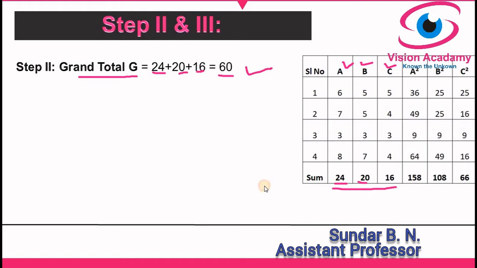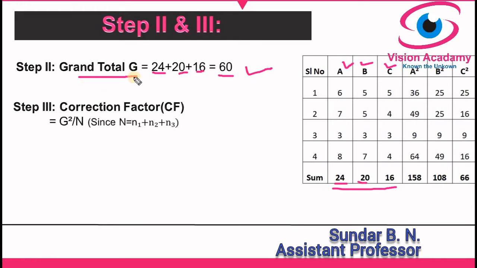Then let us move on to the third step, that is the correction factor. So what is the formula for the correction factor? That's very simple: G square divided by n. So we have to make G square. The grand total is 60, squared, divided by the number of samples in the study. Here n means n1, n2, n3. We have three varieties, A has n1, B has n2, C has n3.